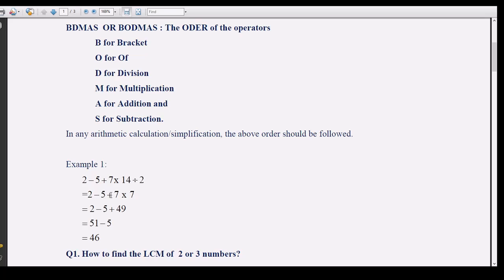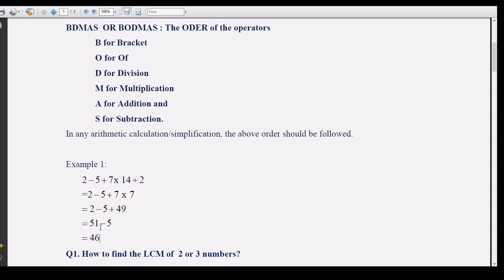So 2 minus 5 plus 7 multiply 14 divide 2: 14 divide 2 is 7, and then the next operator is multiply. That means 7 multiply 7 is 49. Then comes the addition. 2 plus 49 is 51. Then minus 5. Lastly you complete by subtracting, 51 minus 5, which is 46.